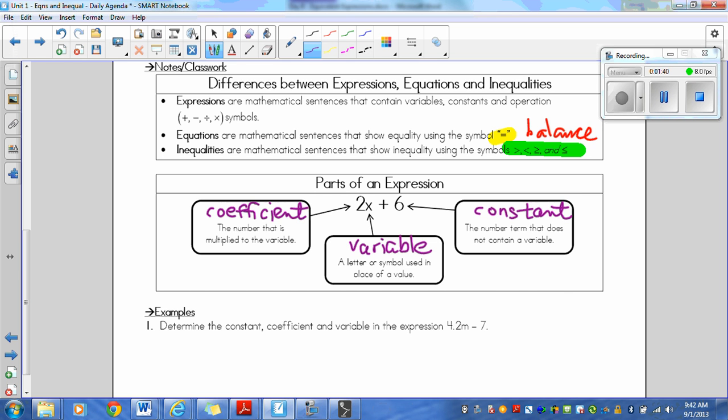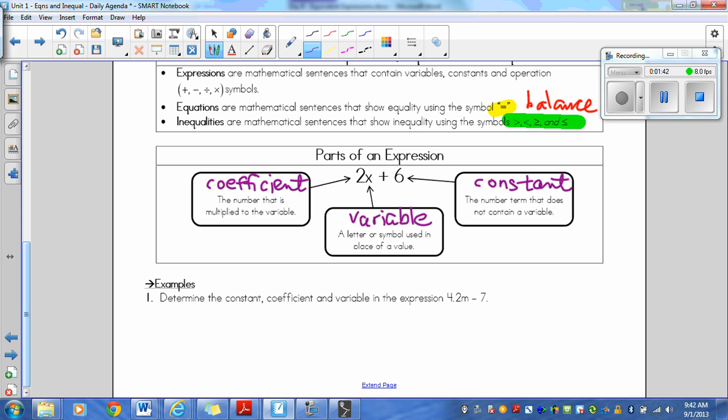variable itself. So if you look at 4.2 times m and -7, the constant is the -7 because that's not going to change. The coefficient is multiplied by the variable, so that's the 4.2, or 4 and 2/10. And the variable is the m, the letter or symbol that is used in place of a value.